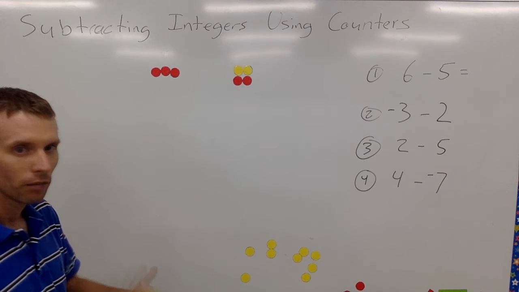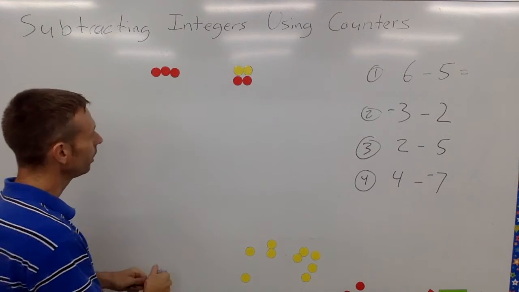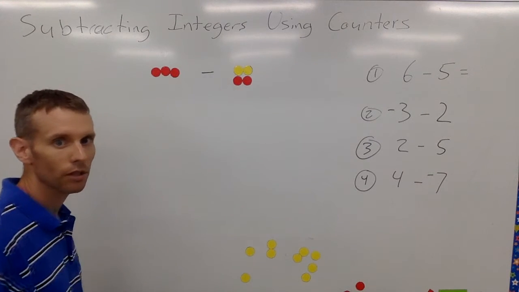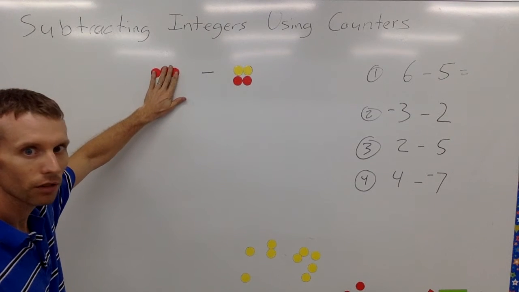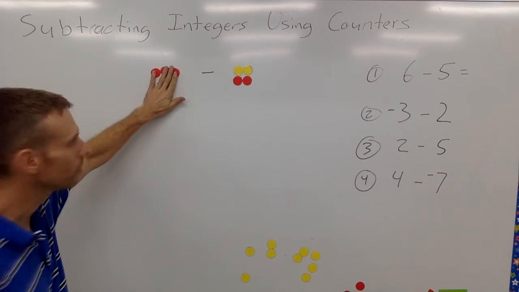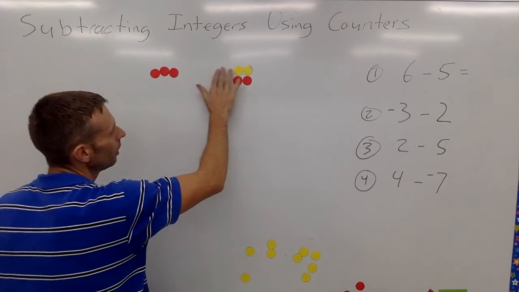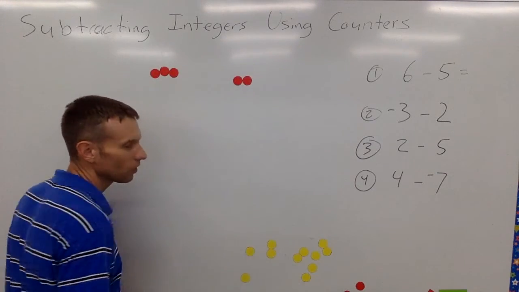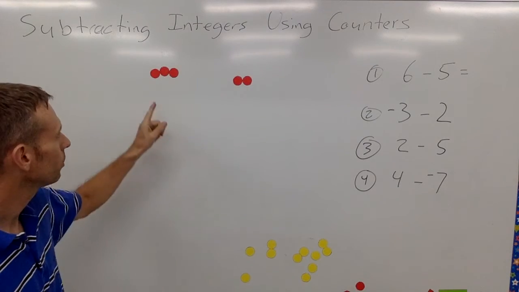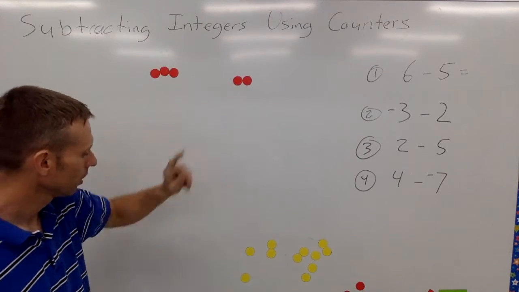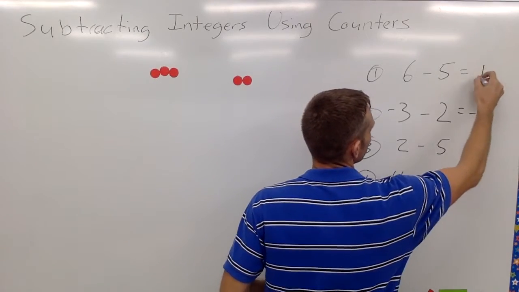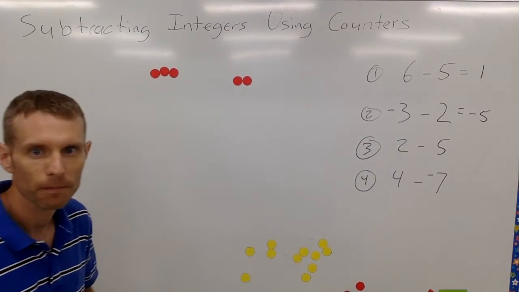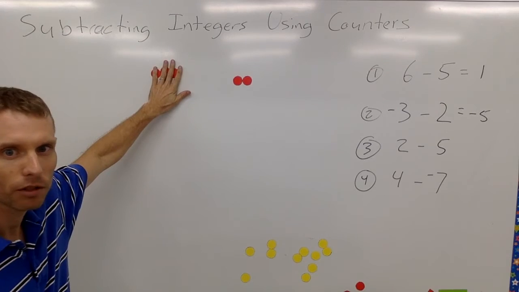Since subtraction is take away, if I start out with negative 3 and I'm subtracting a positive 2, when I take away positive 2, I'm left with 1, 2, 3, 4, 5 negatives. Left with negative 5. Hopefully you see that.